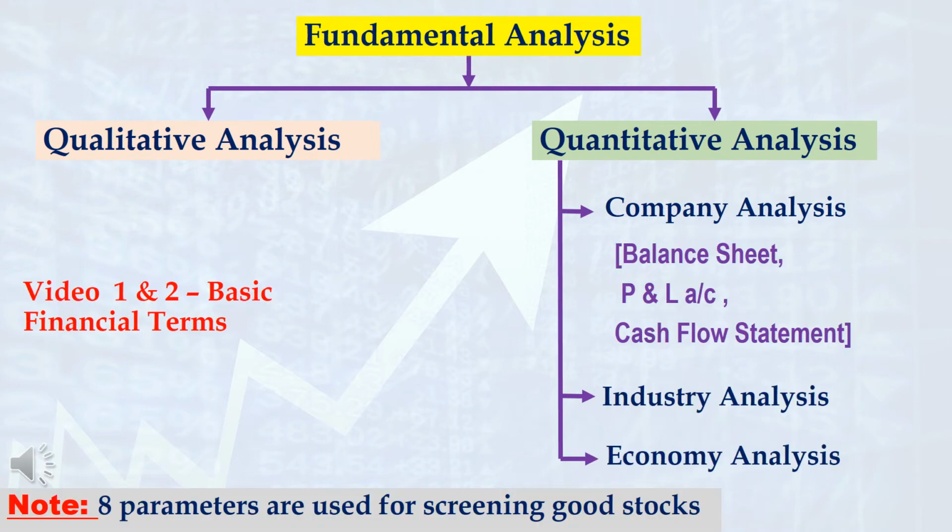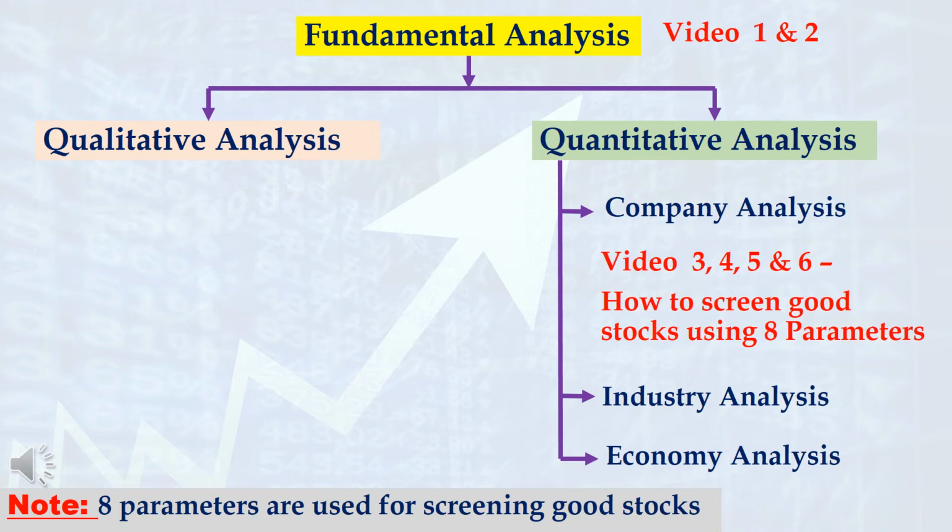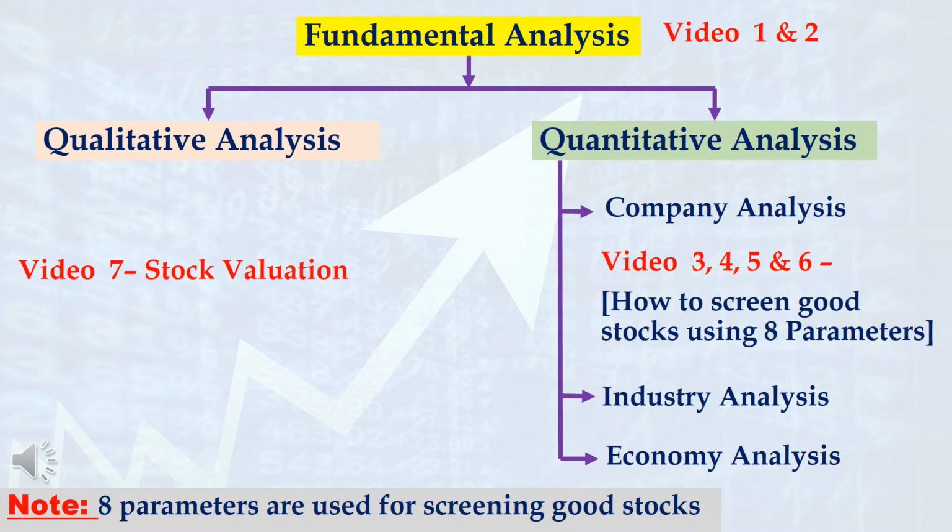In the first and second videos, I discussed all the basic financial terms used in fundamental analysis. These terms will be more helpful for the analysis part. In the third, fourth, fifth and sixth videos, I discussed the 8 major parameters used for screening good company stocks. With the help of these 8 parameters, we can easily find good shares. From those good shares, how much percentage return we will get in the future, that valuation I made in the 7th video.